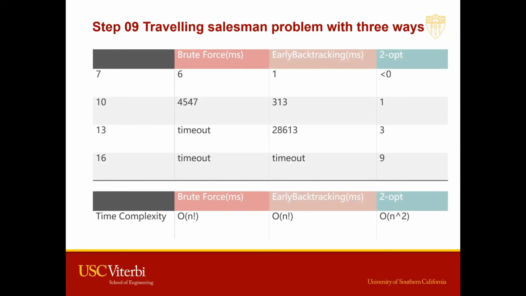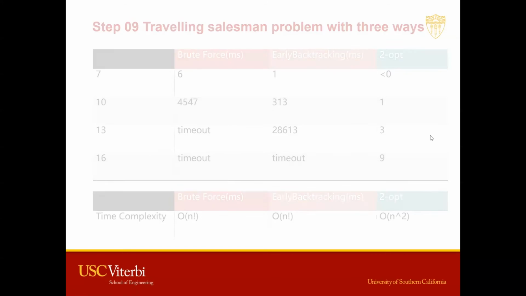the same as brute force. That's the reason why those two methods would time out when the number of inputs gets larger. But for 2-opt, the runtime is n squared, which is super fast, and we can even get a result for 50 inputs before timeout. However, it may not give an optimal solution for larger input.